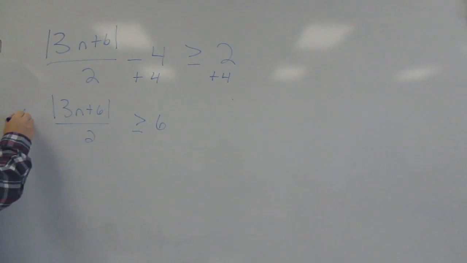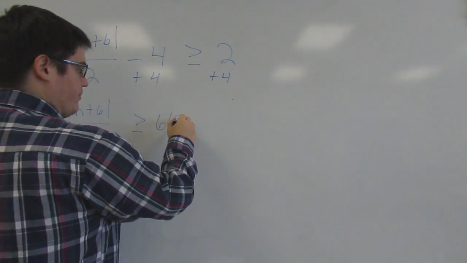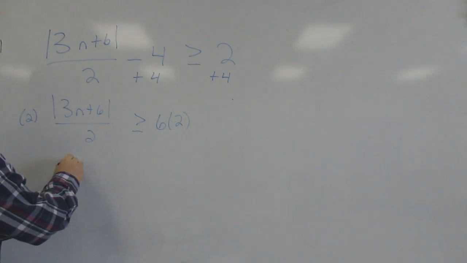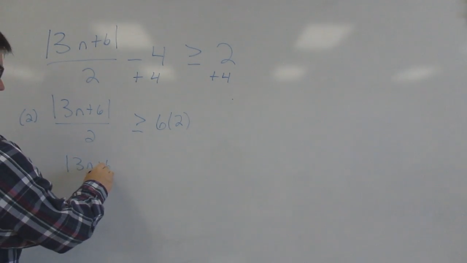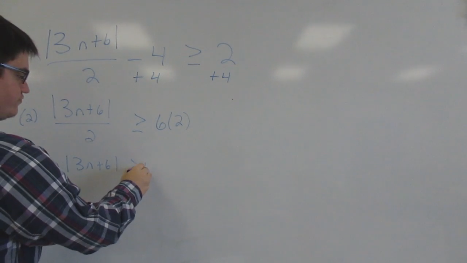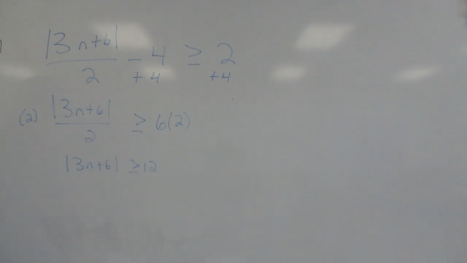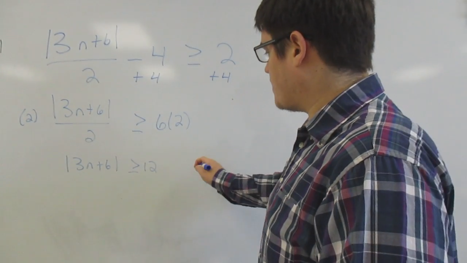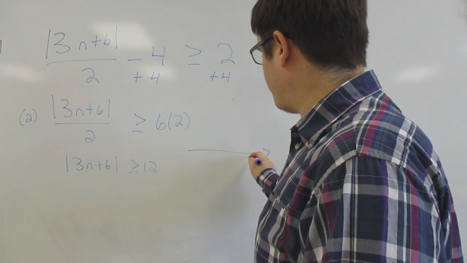Now I can multiply each side by 2. The 2's factor out to 1. The absolute value of 3n plus 6 is greater than or equal to 12. So what exactly does this mean? Well, we're saying that the distance away from 0 has to be greater than or equal to 12. So let's see what that means in a graph.